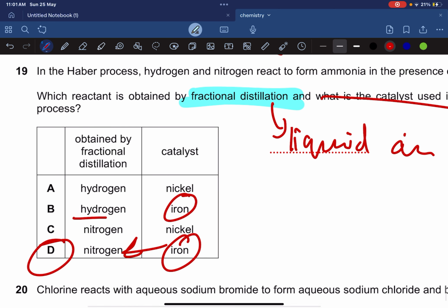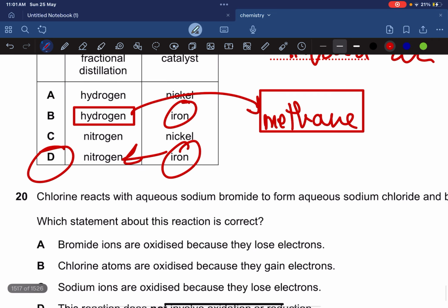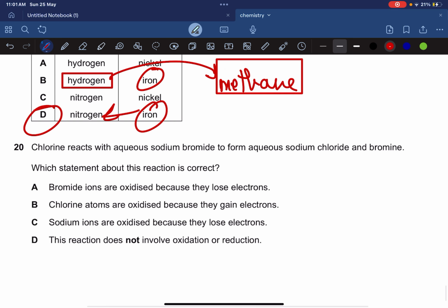And how do you obtain hydrogen? What do you guys think? You're going to obtain hydrogen from methane. Yeah, you get hydrogen from methane. I guess that's clearly stated in the syllabus. Go read the syllabus. It's written that you get hydrogen from methane and nitrogen from fractional distillation of liquid air. Okay, 20.